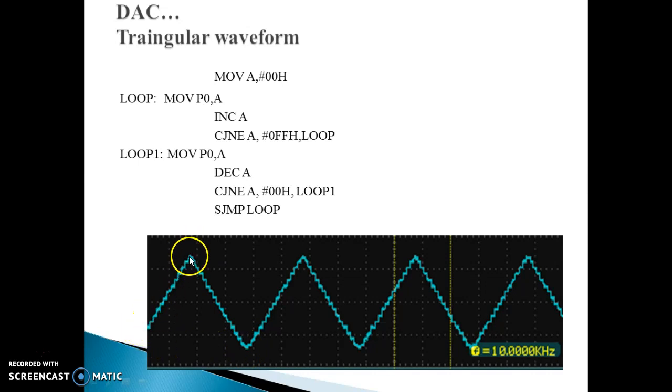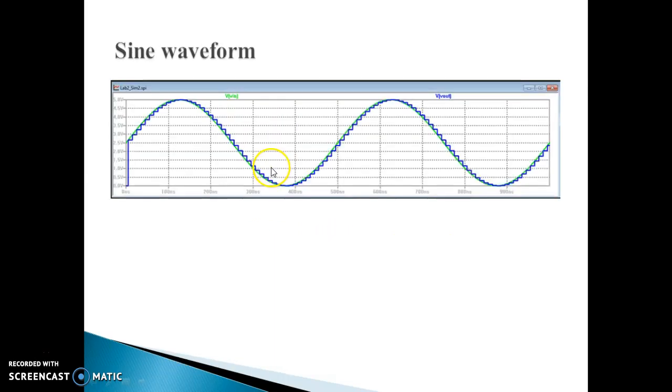The first half is generated by incrementing, and the second half is generated by decrementing. This is one period which is generated. To generate the next period, you will have to repeat the loop, so you jump back to the loop and keep on moving data. Here the loop label is not written again, the reason being that at the final step your accumulator is 00, so there is no need to initialize it with 00 again.